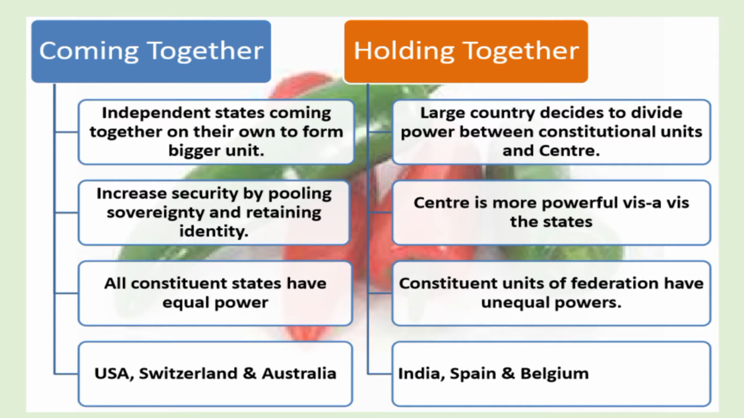In holding together federation, a larger country decides to divide its power between the constituent units, the center and the states. Simple. The center is more powerful than the states. The constituent units of the federation have unequal powers, so the center is more powerful. India, Spain and Belgium. We can remember this as SBI. S for Spain, B for Belgium, I for India.